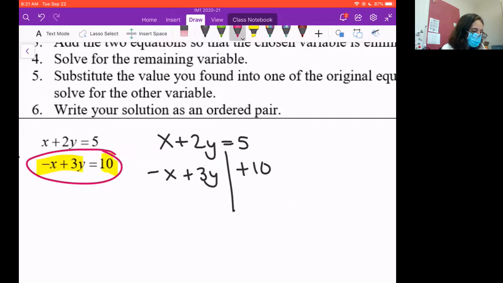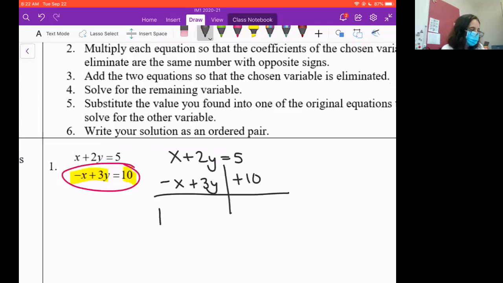Now, we call this process elimination, because we're actually on step 3, and I'll go back to the other steps in a second. If you look at step 3 at the top there, it says to add the two equations together so that you eliminate a variable. So I'm going to add these two equations together. So x plus negative x. What do we get?